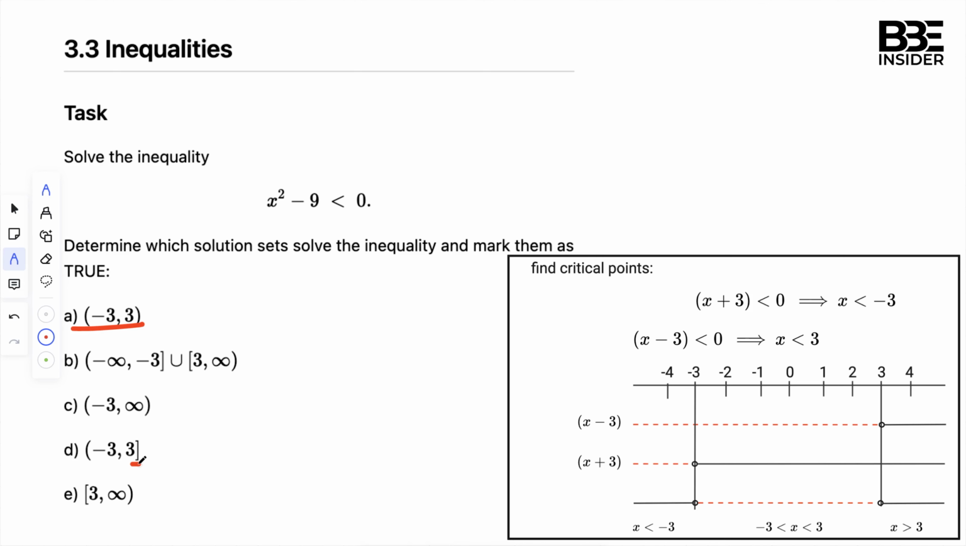This one seems correct at first, but once again we have a square bracket here, and therefore it's not the same one. All other ones are obviously false.